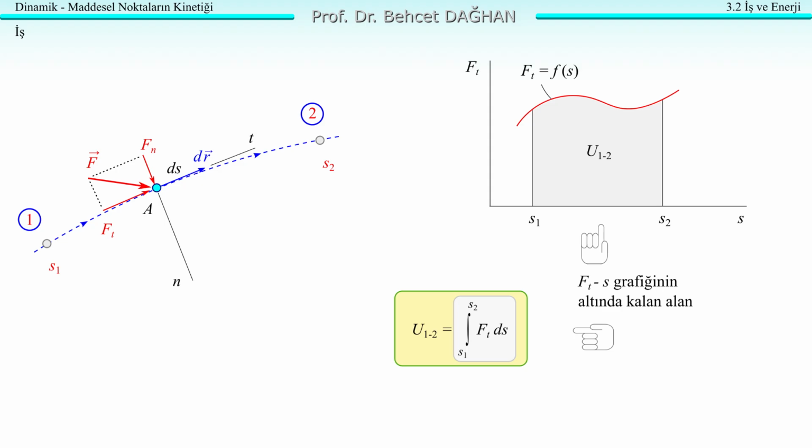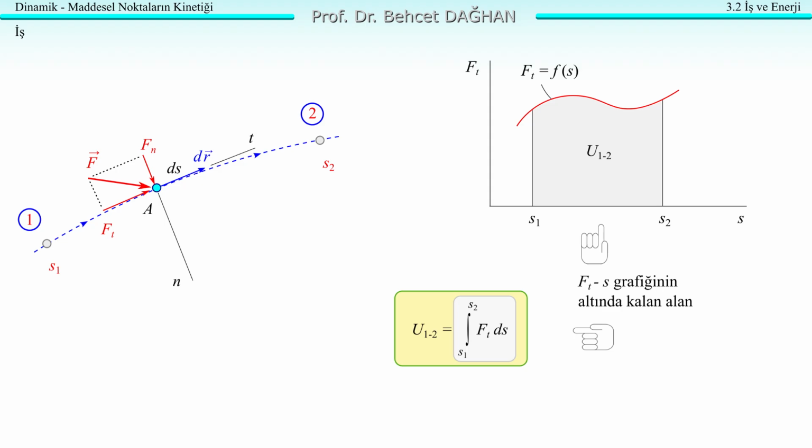It corresponds to the area under the Ft-s graph. If we find that area, we will have found the integral. So, we don't necessarily need to take an integral. If we find the area under the Ft-s graph, we don't need to take an integral. We will have found the work done by F. We can try to find this area in any way that suits us.